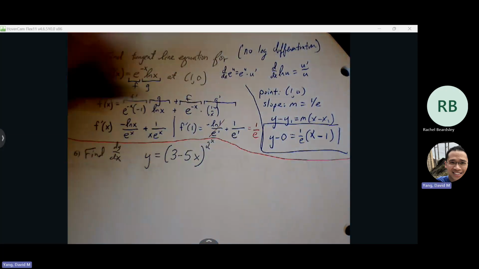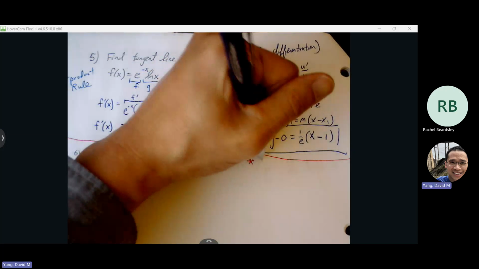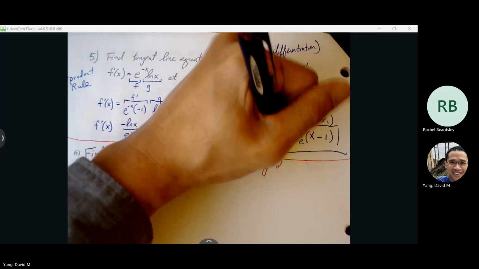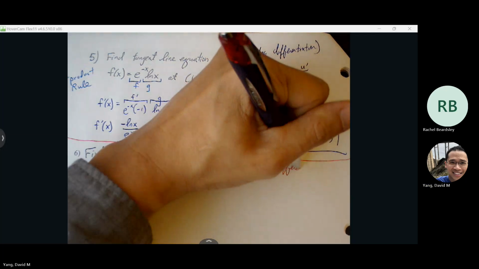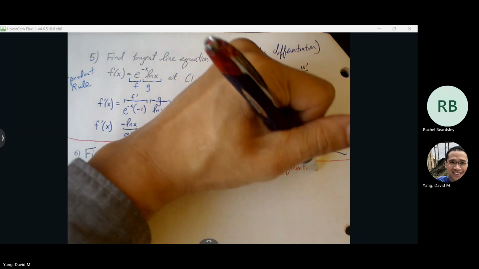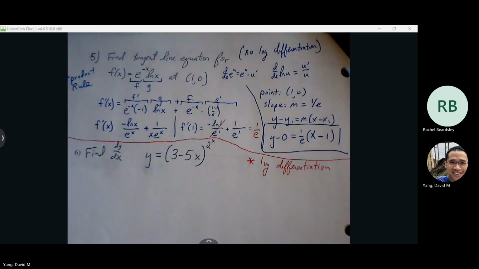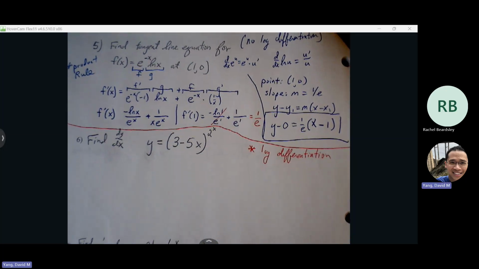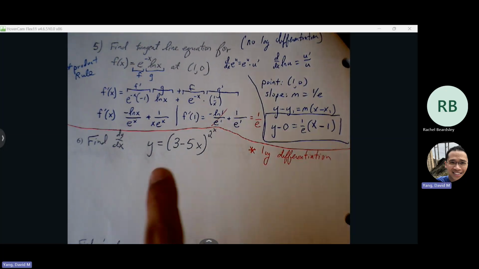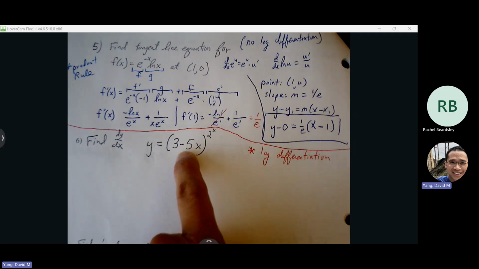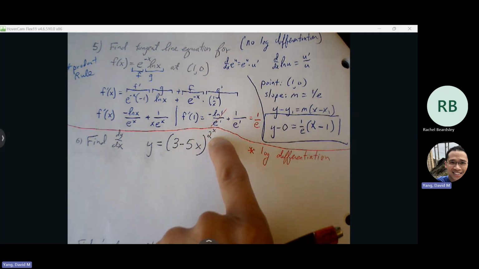Okay, for number 6, I will provide specific instructions that this is a log differentiation problem. So you're going to take the natural log of both sides to begin the process. And the reason that we do that is because we don't have a rule that can handle a variable base with a variable exponent.